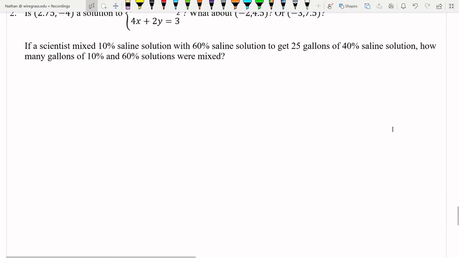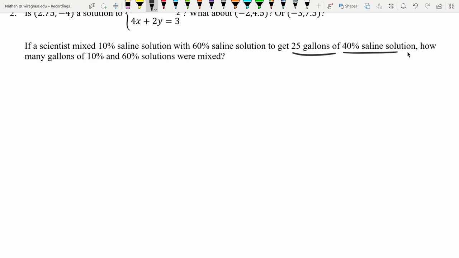All right. This is a pretty classic type problem using a system. It's something where you have a mixture of different quantities, whatever it is. So here we have a 10% saline solution, or something that's got salt in it, with a 60% saline solution, and we want to have 25 gallons of 40% saline solution. So how many gallons of the 10% and 60% should we mix? Of course, if we mix the 10% and the 60%, it's going to dilute the 60%, and we want to dilute it to a 40% overall concentrated solution.